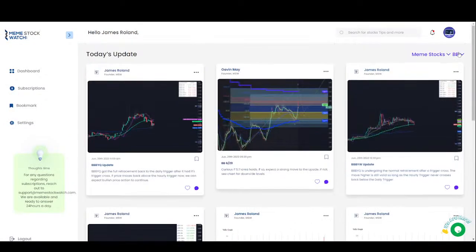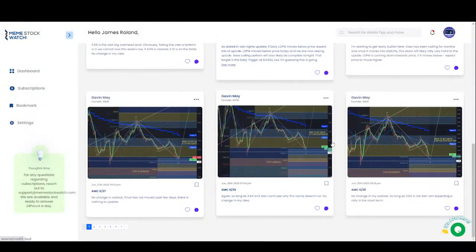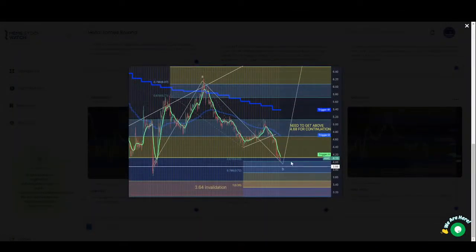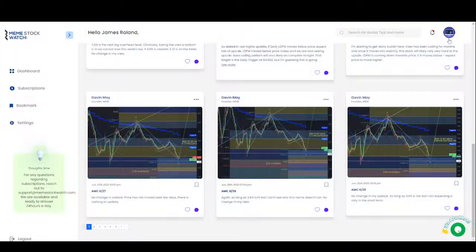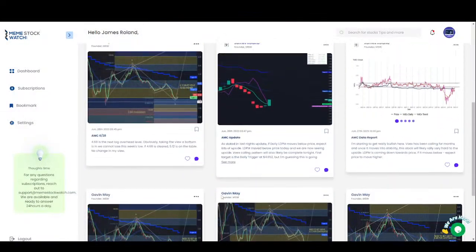Also, obviously, he called the whole AMC move as well. I'll just show it to you guys real quick. So he had it bottoming right about the $4 level and then pretty much exploding higher. Three straight updates in a row, same thesis every single time: bottom here and then straight up. And what happened? I mean, you guys know the rest.